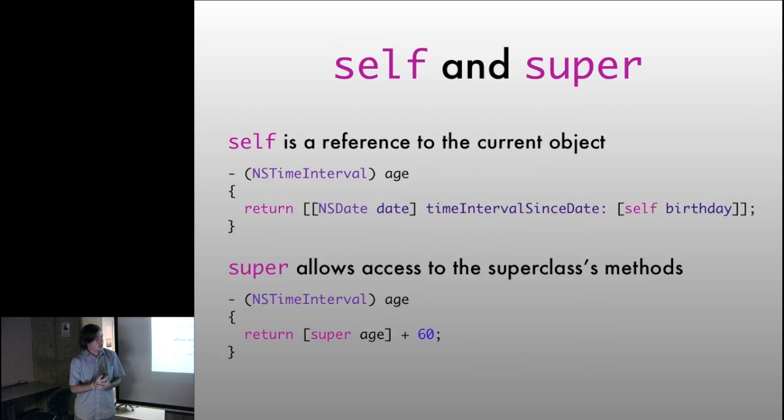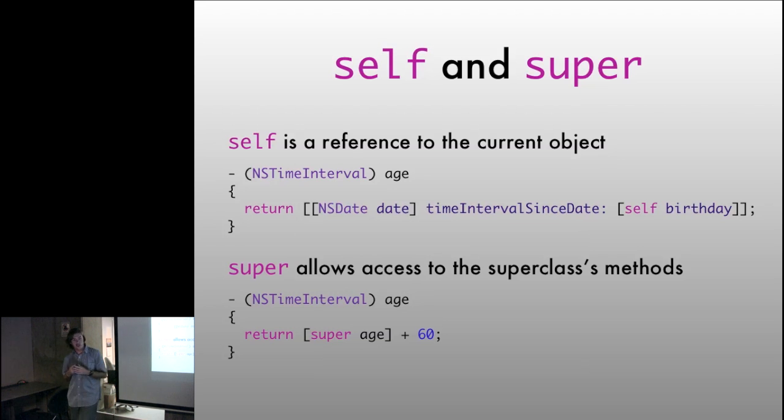Okay, so there are two important keywords in Objective-C, self and super. If you're a Java person, this should sound similar, except you have this instead. Self is a reference to the current object. So if you're in a class method, self doesn't make sense. But if you're in an instance method, then self is a reference to myself. If you ever want to call another one of your own methods, you can message self, and that will call that method on yourself.